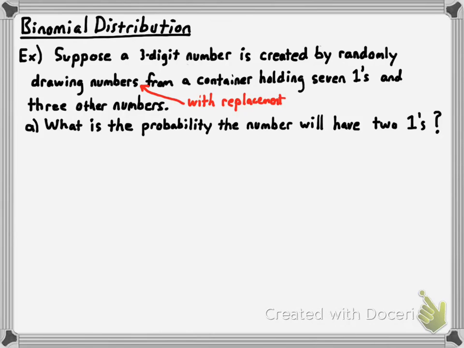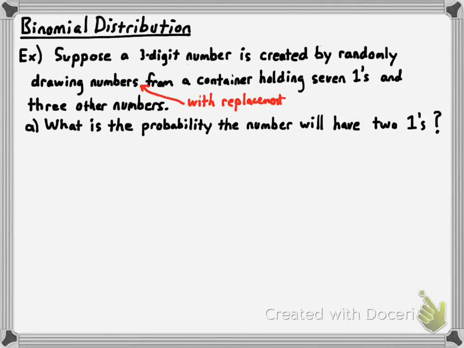to a binomial distribution. It says, suppose a three-digit number is created by randomly drawing numbers from a container holding 7 ones and 3 other numbers. And then I added in with replacement. I want each digit that we're trying to make in this random number to have the same probability of having a 1 as of not having a 1. And what we're going to do then is calculate what the probability is that the number would have 2 1s.